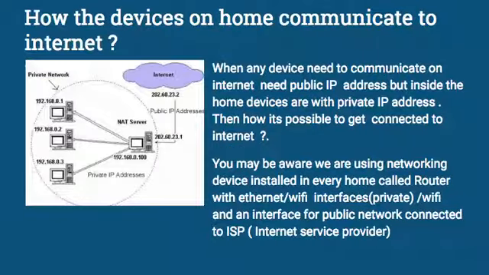Next, how do the devices at home communicate to the internet? Any device that needs to communicate on the internet needs a public IP address, but inside the home devices have private IP addresses. Then how is it possible to get connected to the internet? You may be aware we use a networking device installed in every home called a router, with an Ethernet or Wi-Fi interface for the private network and an interface for the public network connected to the ISP, Internet Service Provider.